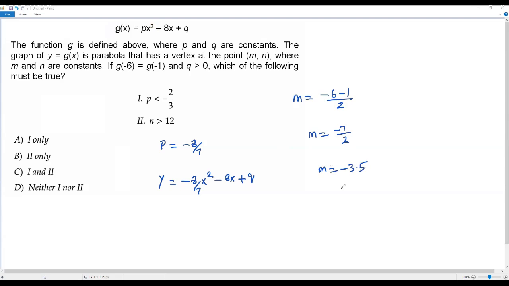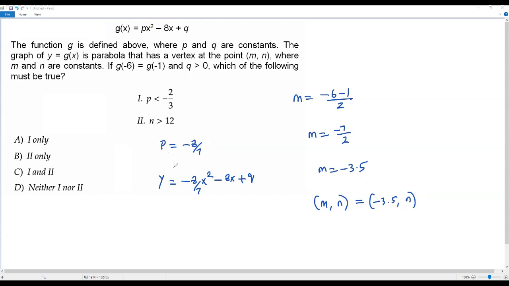Okay, now I got the x coordinate of the vertex. The given vertex m comma n equals -3.5 comma n. According to the second statement, n has to be greater than 12, and we have to verify whether it's true or false. Already we have verified the first one. This is true. Now we have to verify the second statement. Actually, n is the y coordinate of the vertex, so we check whether the y coordinate of the vertex is greater than 12 or not.